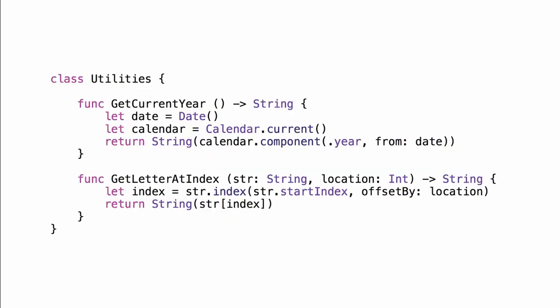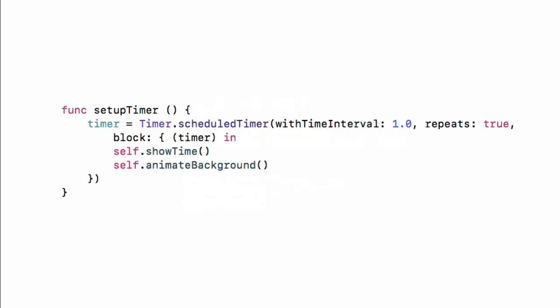What else have you learned? You've learned how to create a utilities class, get random strings, get letters from the strings. You learned about your first errors in getting those letters in terms of getting them from a certain location. You learned how to set up timers that run asynchronously.